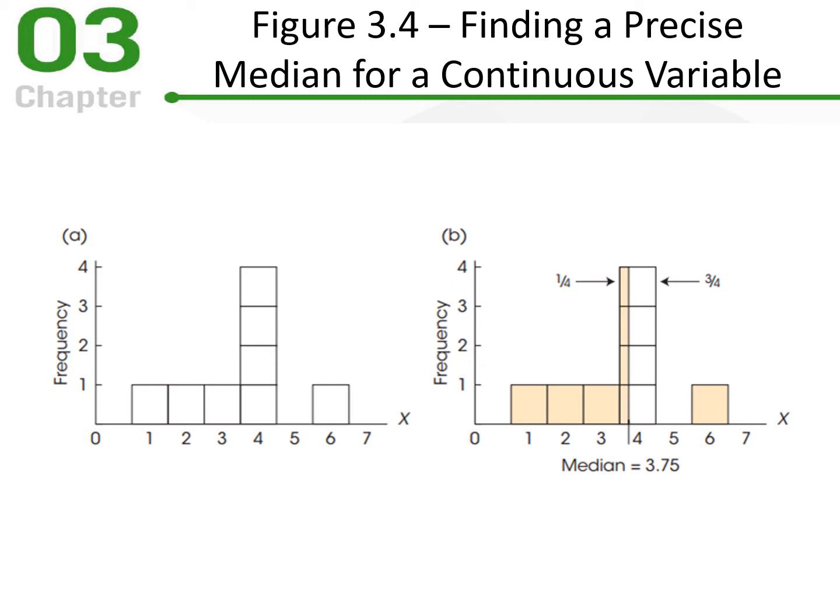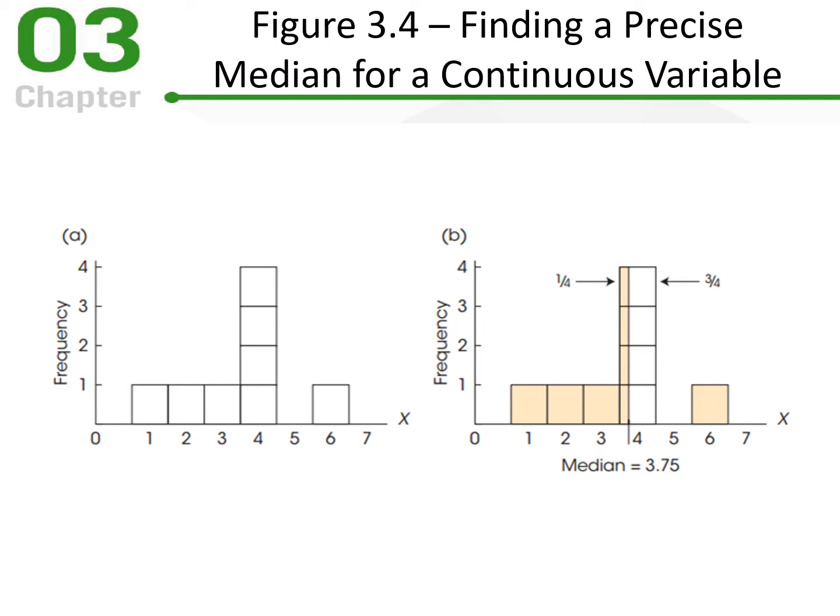The real limit is always 1/2 of the smallest unit of measurement. The smallest unit of measurement here is 1, because there's nothing smaller than 1 and 2 listed here. You see 1, 2, 3, 4, 5. They're all separated by 1 unit. So half of the smallest unit of measurement is 1/2 of 1, which is a half. And that's why the lower real limit for the group that scored 1 is going to be 0.5, and the upper real limit is going to be 1.5.